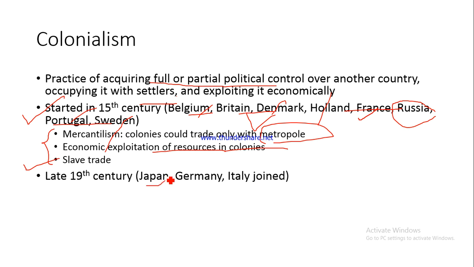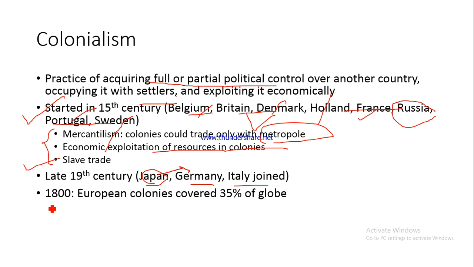And these modern colonial powers included Japan, Germany, Italy. Please also understand that Japan was the only colonial power from Asia. Japan is the only country to have colonized other countries, the only Asian country to have colonized other countries. Fine. So new colonial powers emerged.